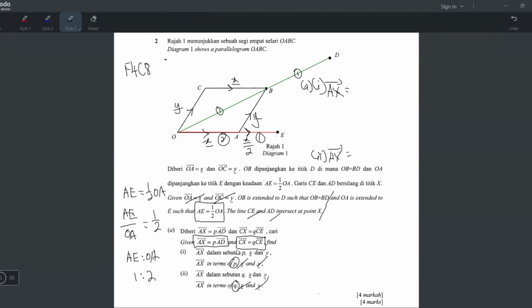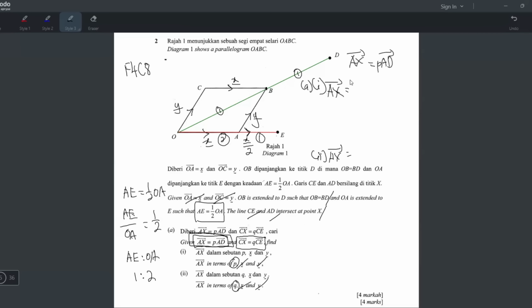So that means when you do question number 1, you have to refer to the information that has P, which is this one. And then when you do number 2, you have to refer to this one. Okay. All right. So let's write down the information that we must use first. AX equals PAD. If you want your answer to have P, you must use this.